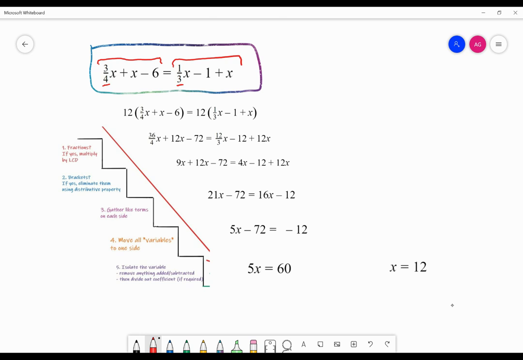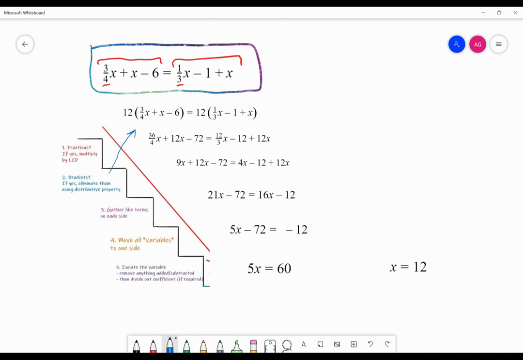12 times 3/4 x plus x minus 6 equals 12 times 1/3 x minus 1 plus x. But if that actually plays out, then to multiply that out, we have to use distributive property to get this multiplied out. So the first couple steps here are actually a combination of number 1 and 2.